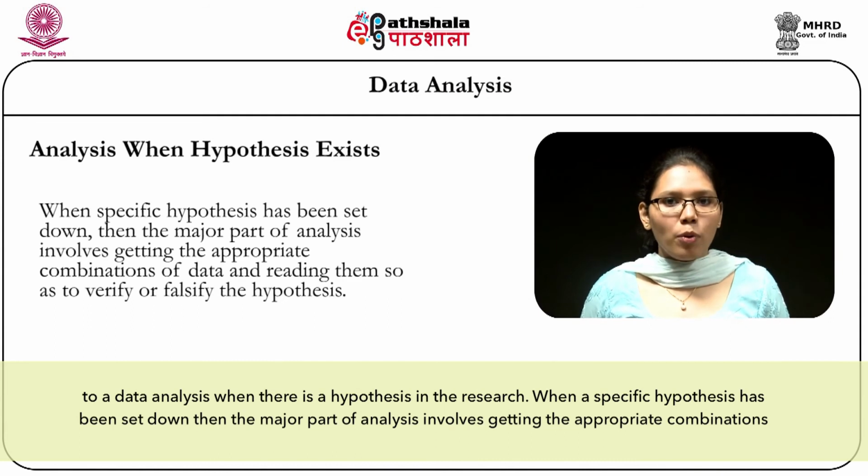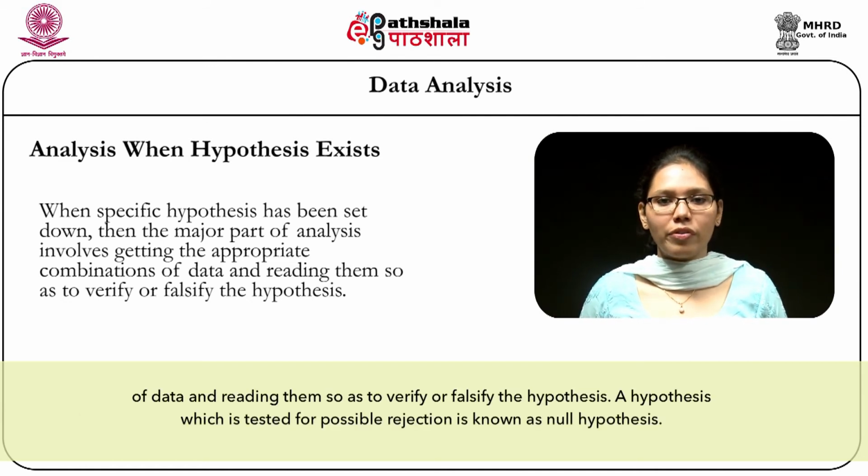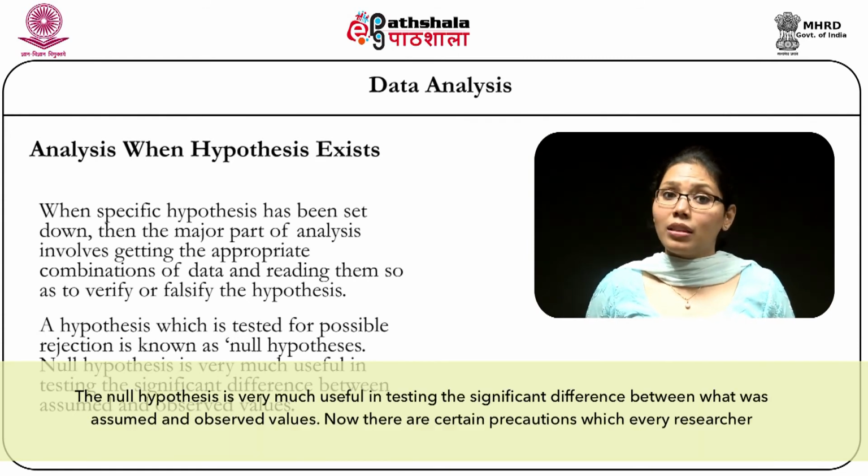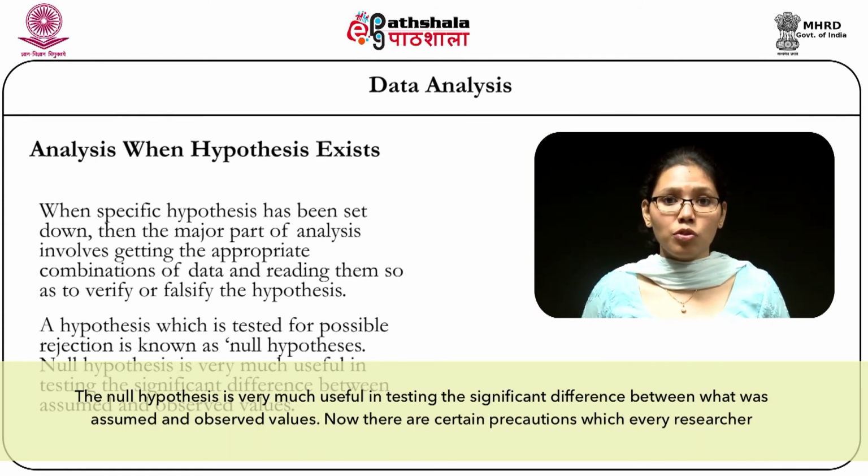When a specific hypothesis has been set down, then the major part of analysis involves getting the appropriate combination of data and reading them so as to verify or falsify the hypothesis. A hypothesis which is tested for possible reduction is known as null hypothesis. The null hypothesis is very useful in testing the significant difference between what was assumed and observed value.